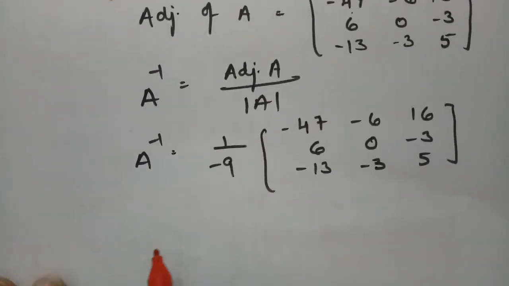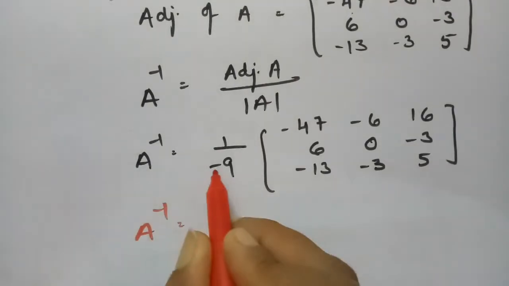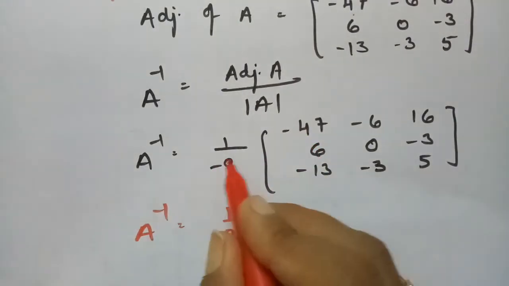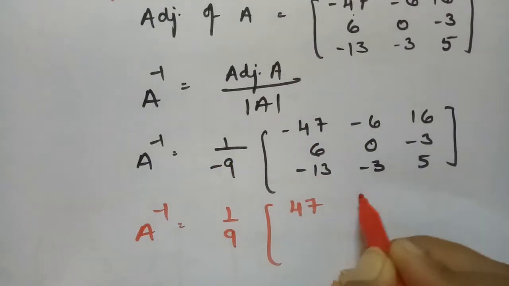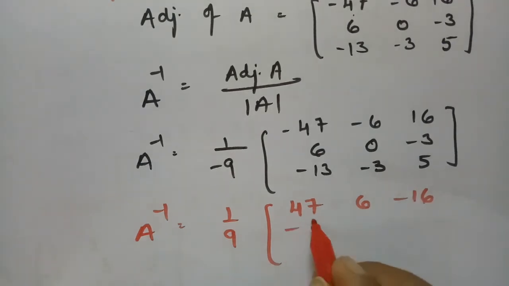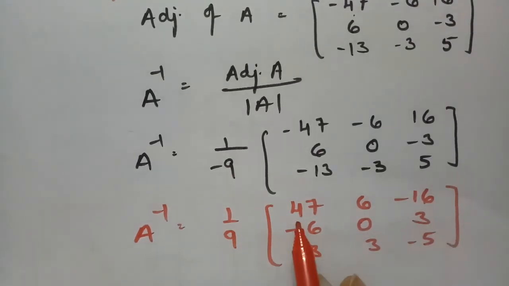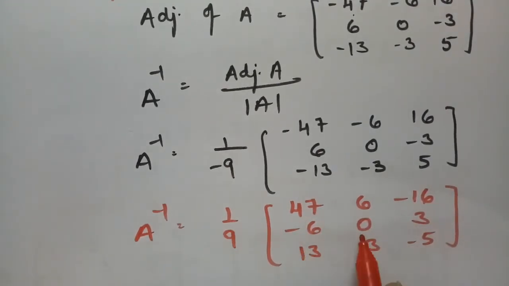Therefore A inverse is equal to, if I send the negative inside, this will be minus into minus, this is plus 47, this is plus 6, this is minus 16, minus 6, 0, 3, this is 13, 3, and this value is minus 5. And this is how we have to solve.